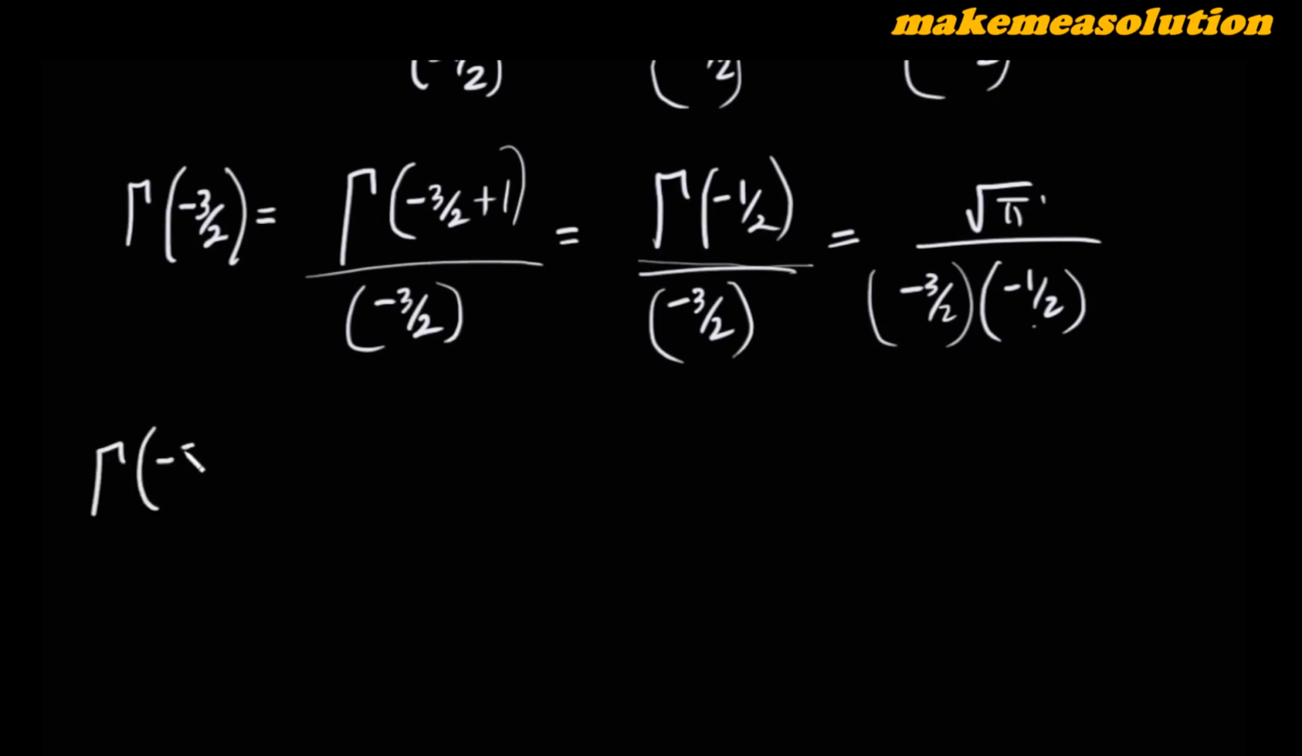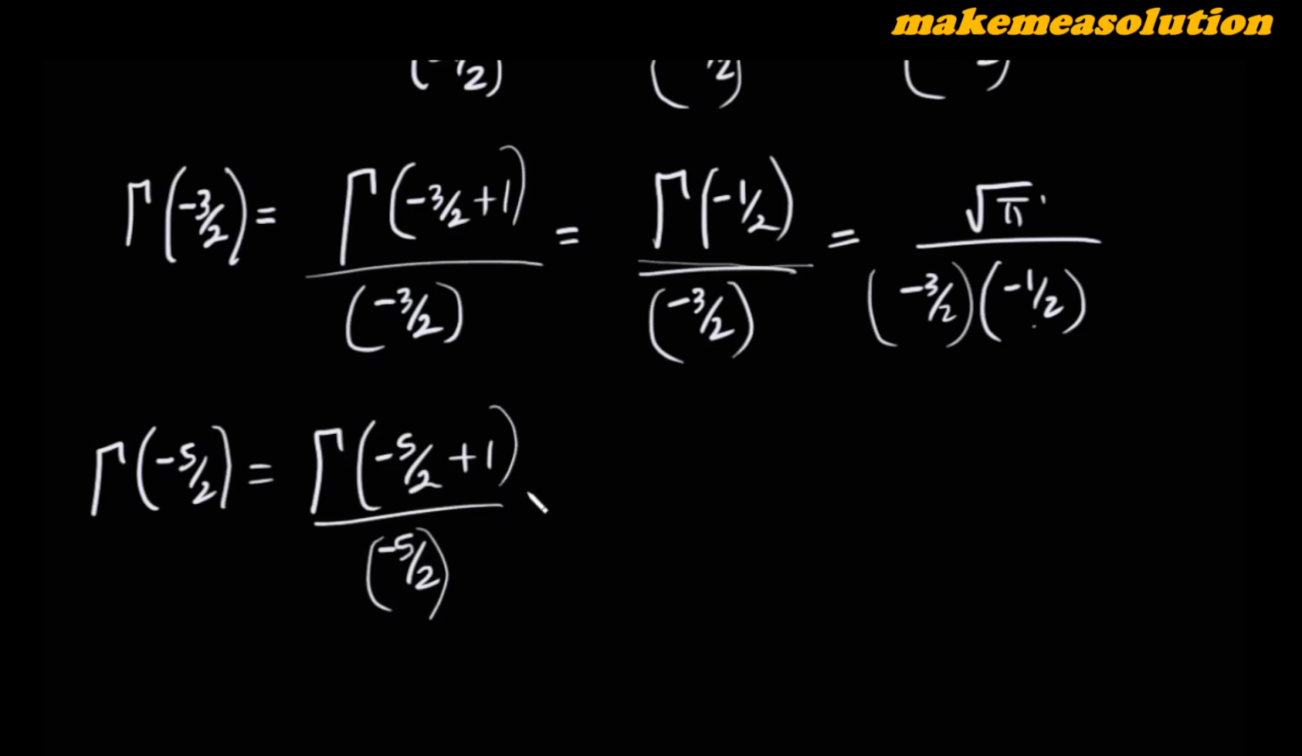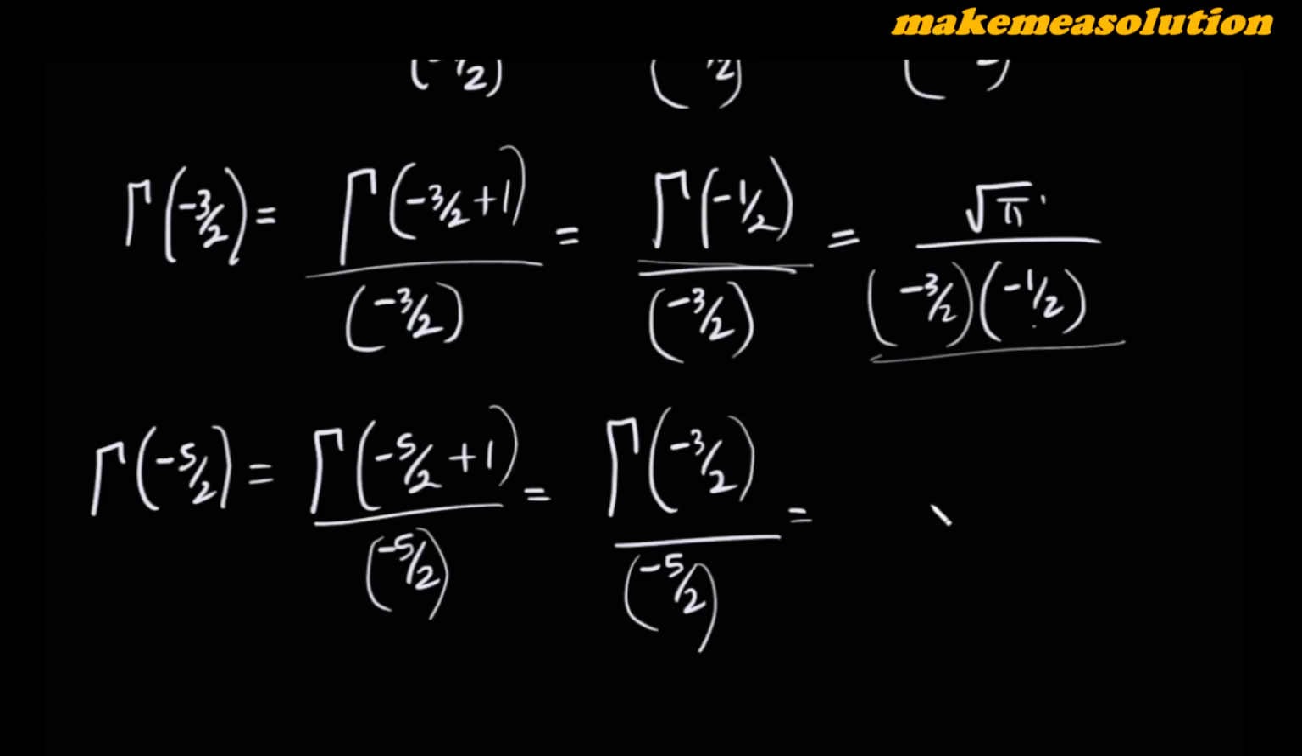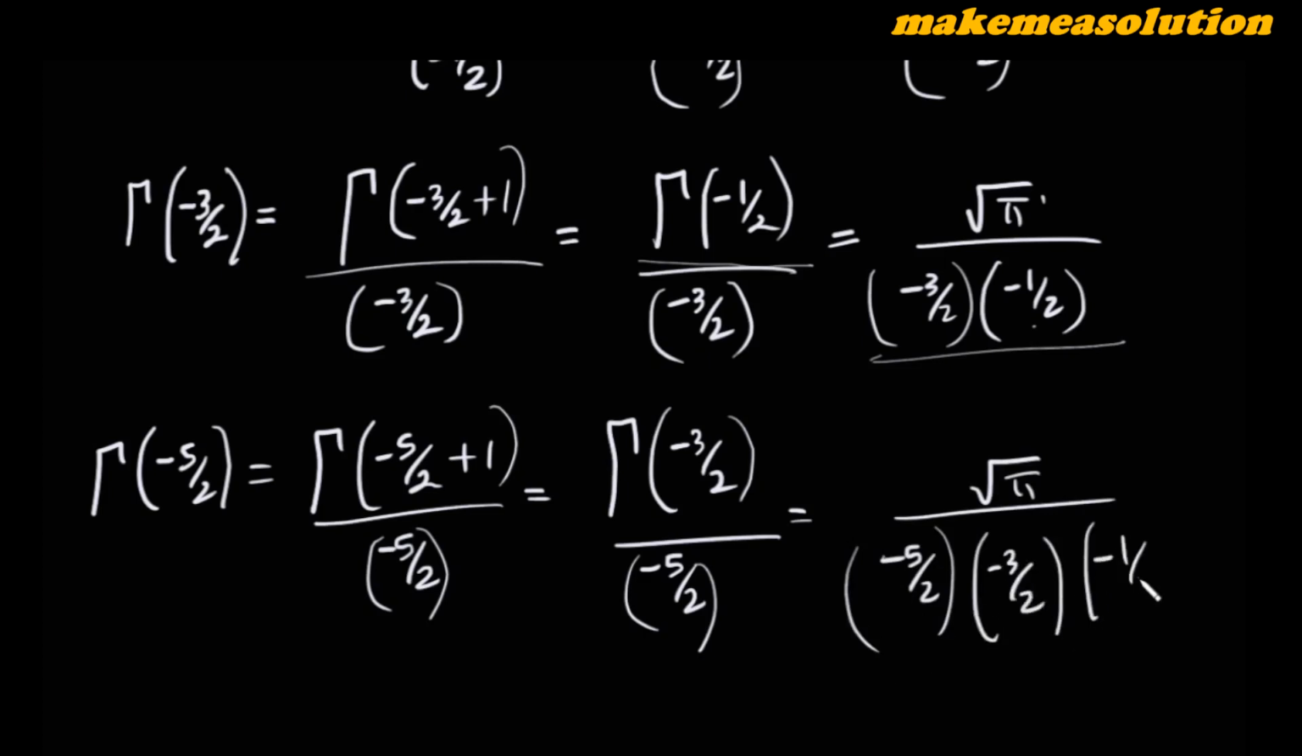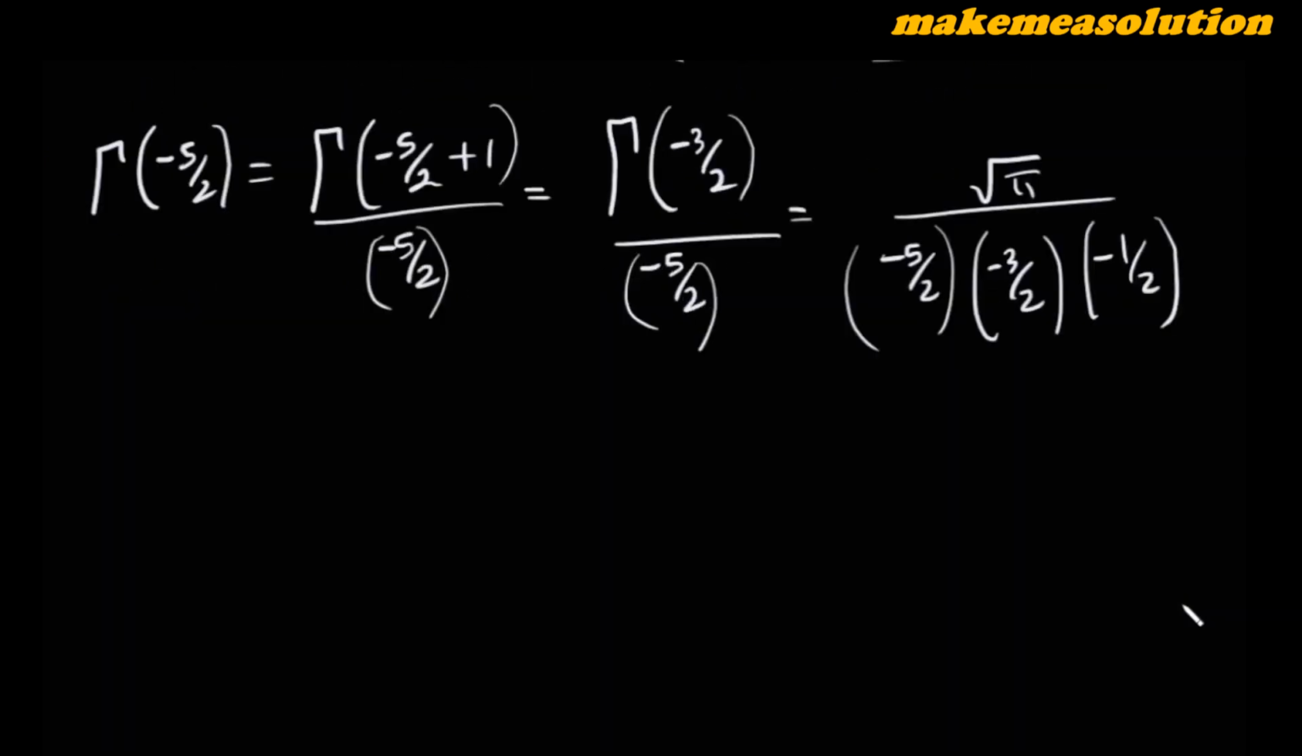So let's go to the next one. Gamma of minus 5 over 2 is going to be gamma of minus 5 over 2 plus 1 divided by minus 5 over 2. This evaluates to gamma of minus 3 over 2 divided by minus 5 over 2. So definitely this is the gamma of minus 3 over 2, and this is root pi all over, starting with minus 5 over 2, then minus 3 over 2, then minus 1 over 2. Is that okay? So this is what you get.